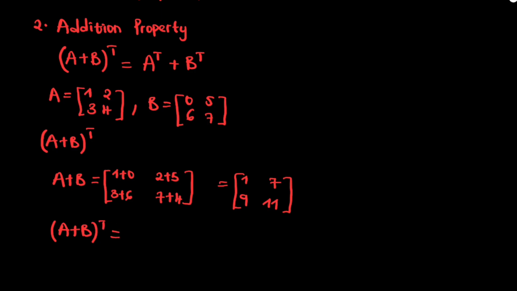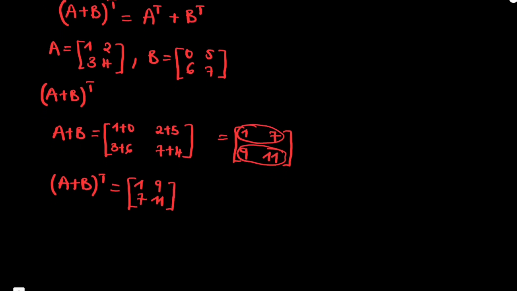So the rows become the columns and the columns become the rows. Here the first row becomes the first column of our transpose matrix, that is 1 and 7. The second row becomes the second column of our transpose matrix, so that is 9, 11. Okay, so that is what we have.